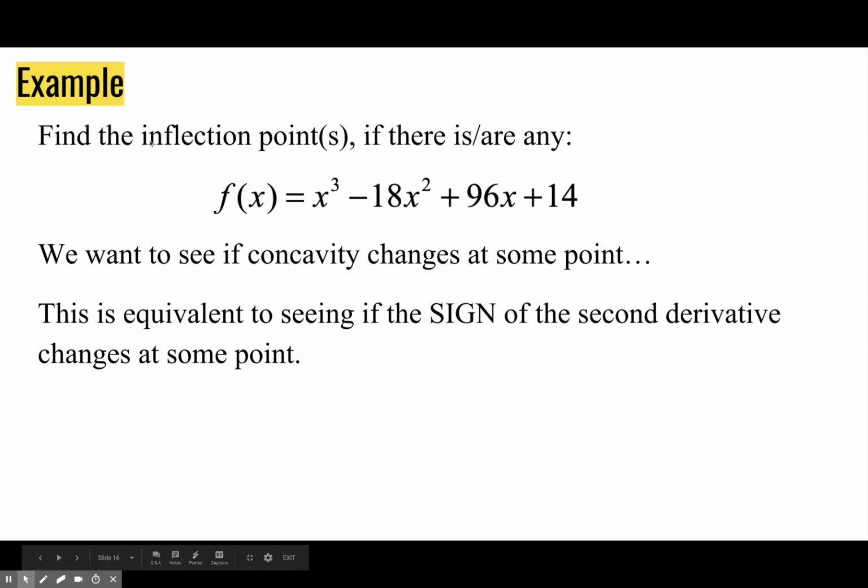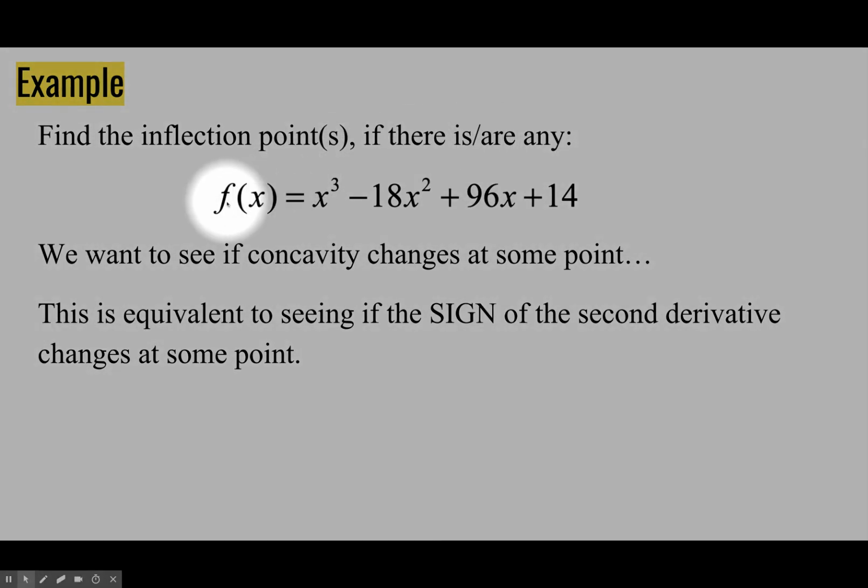In this video, we're going to see if we can find the inflection points, if there is or are any, for this function here. F of x equals x cubed minus 18x squared plus 96x plus 14. So if we have an inflection point, by definition, we want to see if the concavity of the graph changes at some point. Does it change from concave up to concave down? Or does it change from concave down to concave up?